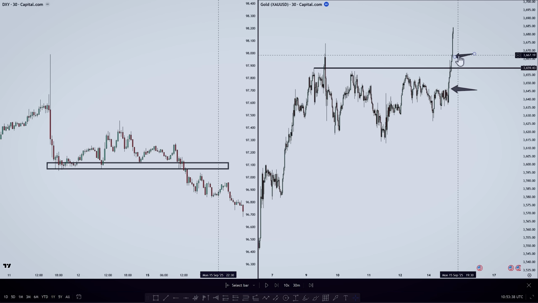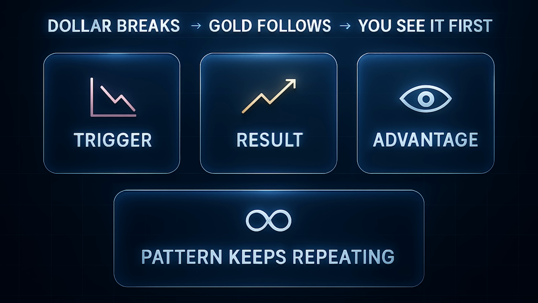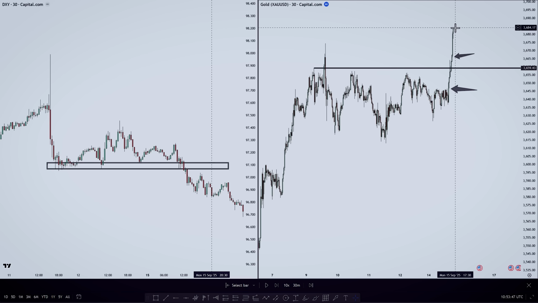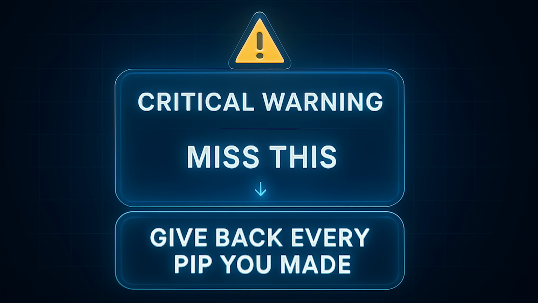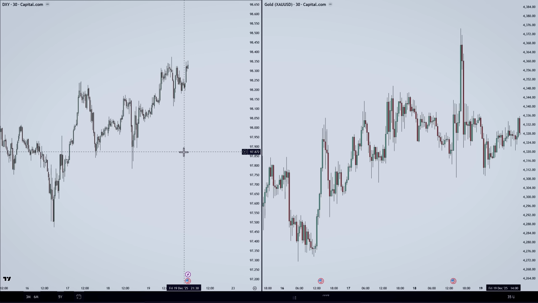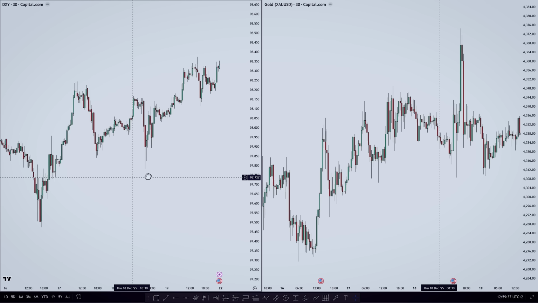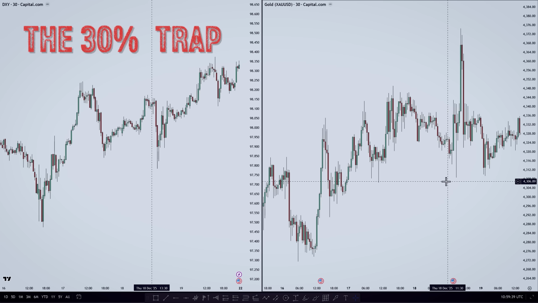This pattern keeps repeating. Dollar index breaks. Gold follows. Now you see it before everyone else. But before you trade this, there's something I need to warn you about. Miss this, and you'll give back every pip you just made. This gold trading strategy works 70% of the time. The other 30%, it's a trap.